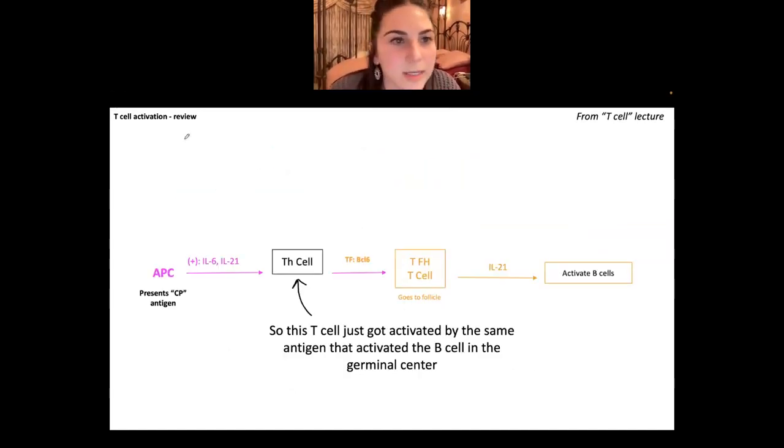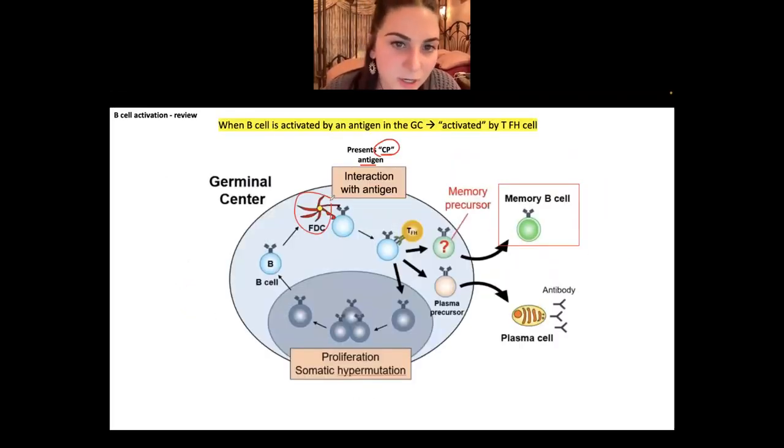So let's say this is the APC presenting the CP antigen, and it's going to give IL-6 and IL-21 to this naive T cell. So this would be your T0 cell. This T cell just got activated by the same antigen that activated the B cell in the germinal center. So let's say this CP antigen is floating around, an antigen presenting cell picks it up and presents it to a naive T cell. This is the same antigen that this dendritic cell presented to the B cell in the follicle. It's still the CP antigen.